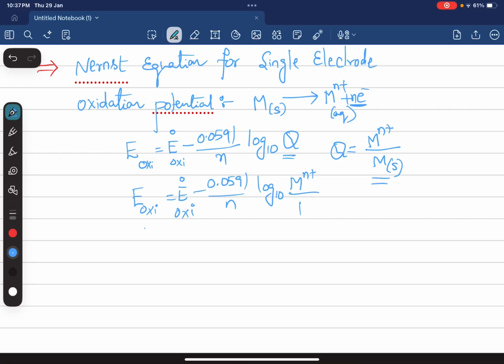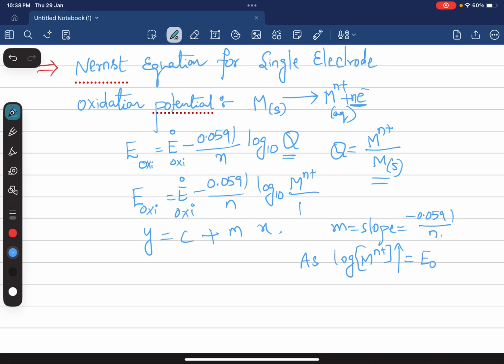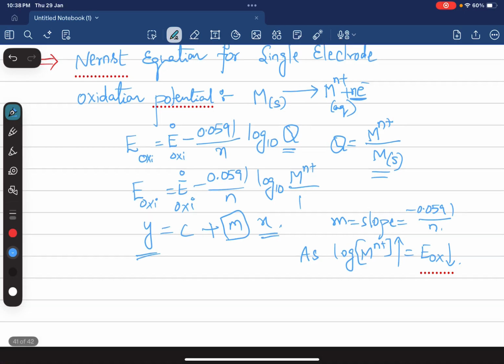So from this equation, y equals c plus m x. So slope will be negative slope, minus 0.0591 by n. And as log M n plus increases, E oxidation value decreases. This is the overall graph. This is the y axis, this is the x axis. So slope will be negative slope and a linear graph. So the straight line nature proves that the Nernst equation is a linear equation.